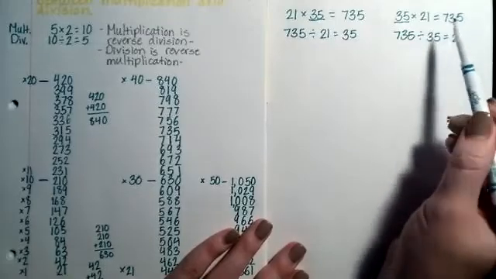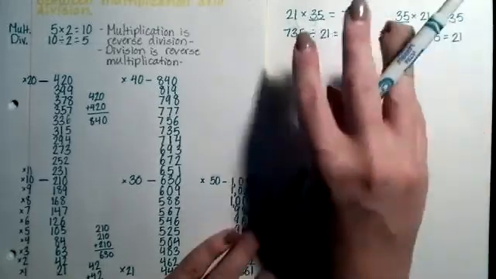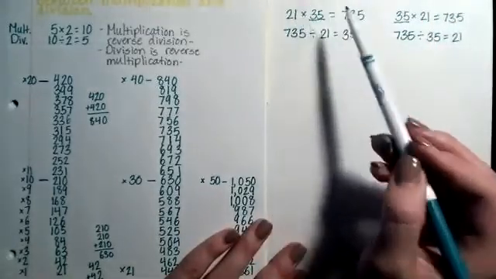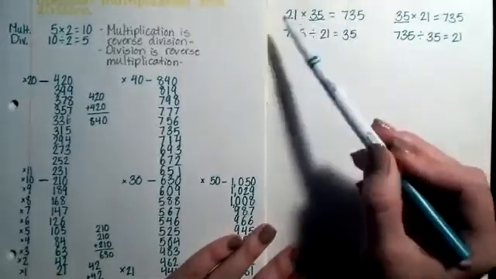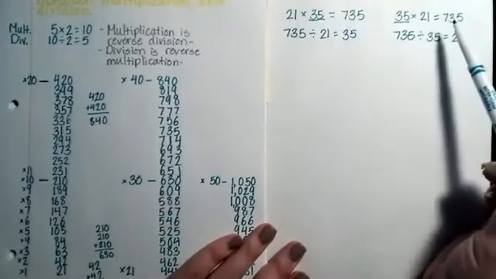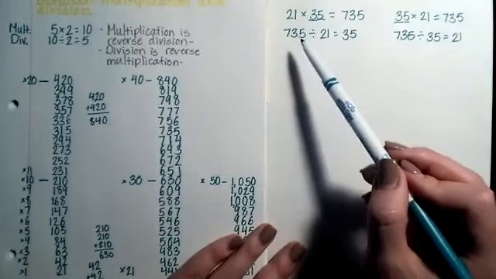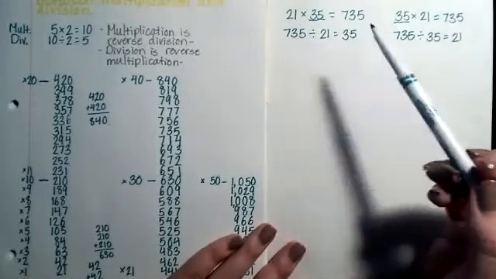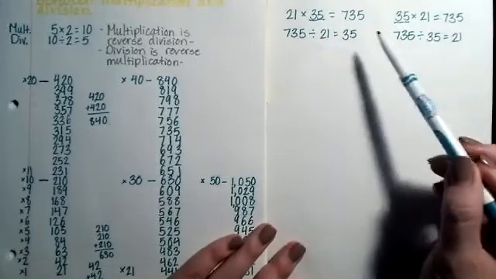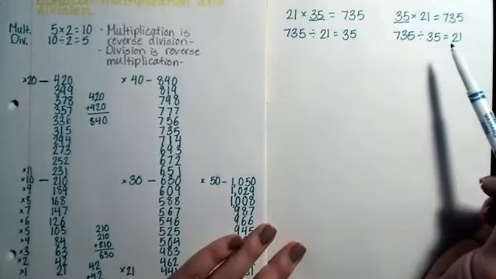I'm using the same numbers in each one of these problems. I'm just switching their order and I'm getting the same answers. So in my multiplication, I had the same product. Okay. In my division, I started with the same number, but it depended on which number I was dividing by for what quotient I got.